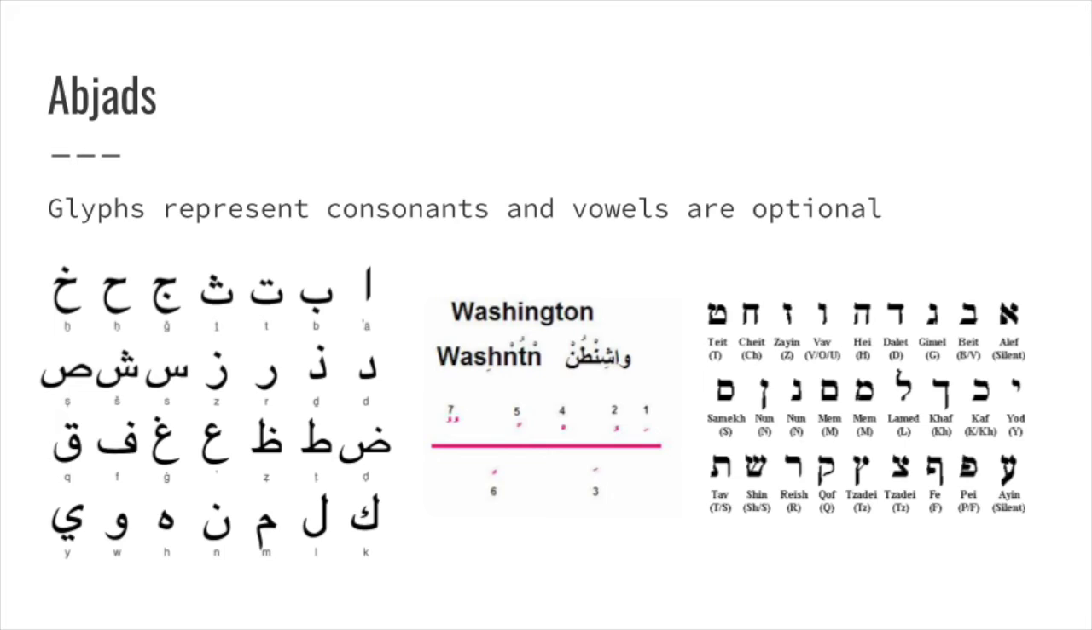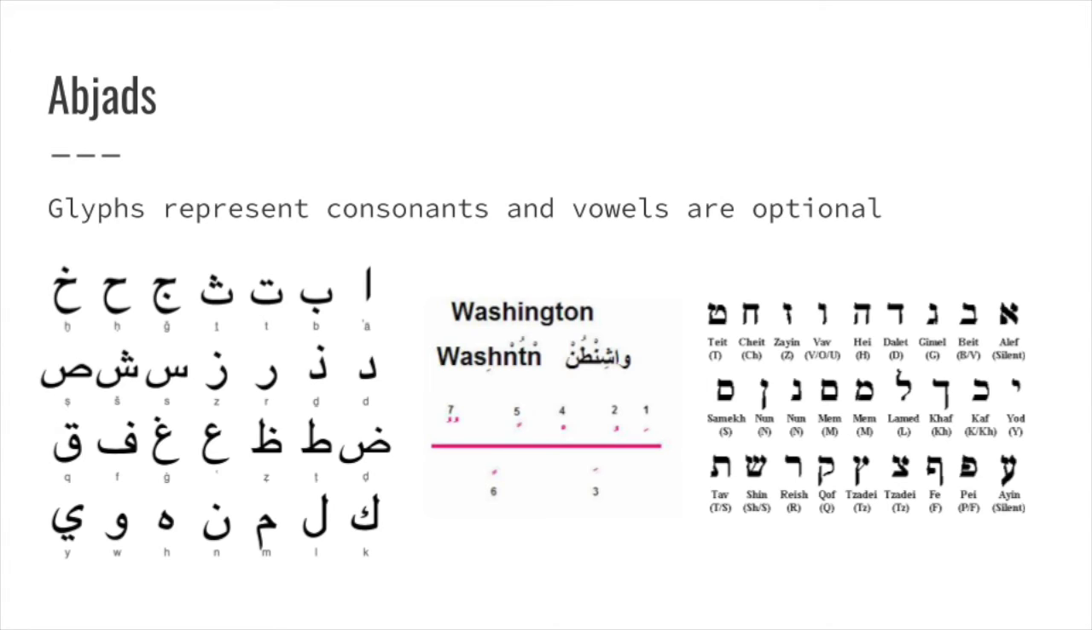Abjads are somewhat similar to abugidas. In an abjad, you write down consonants, but vowels are optional. Arabic and Hebrew both use abjads, although technically the Arabic and Hebrew writing systems are considered impure abjads, because some longer and more important vowels are required to be written down. Those vowels can be written using consonants that sound like those vowels. For example, in Arabic, if you really need to indicate the vowel U, you write it with the letter W, because W and U sound similar.